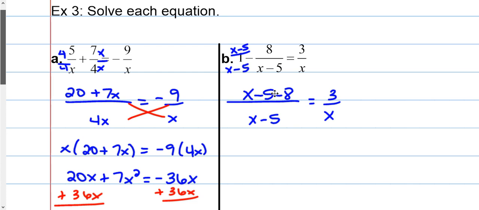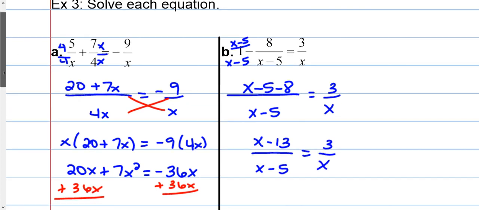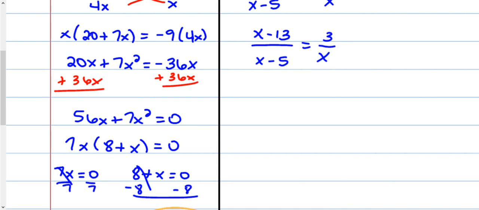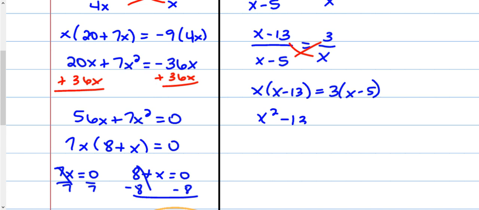Well, if I simplify that, negative 5 minus 8 is going to give me negative 13. So I have x minus 13 over x minus 5, and that's equal to 3 over x. Now you can cross multiply. Make it easy on yourself. X times x minus 13 equals 3 times x minus 5. So now multiply it out. X times x is x squared. X times negative 13 is negative 13x. 3 times x is 3x, minus 3 times 5 is 15.